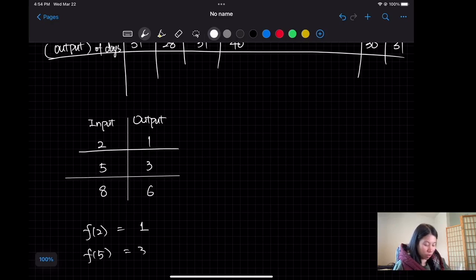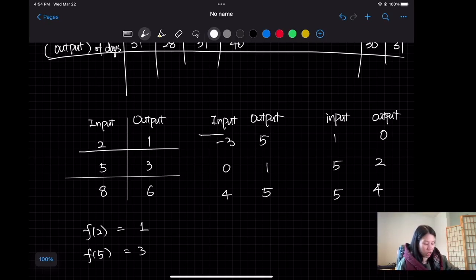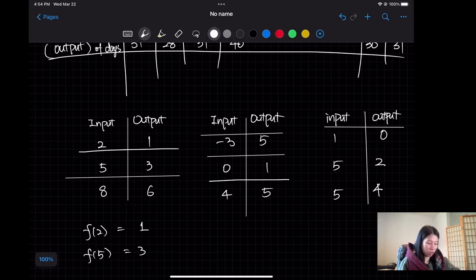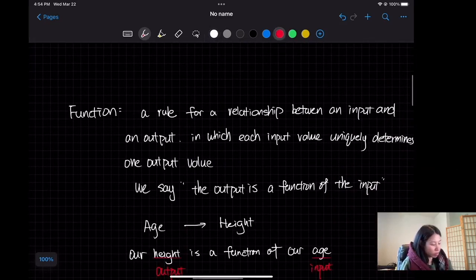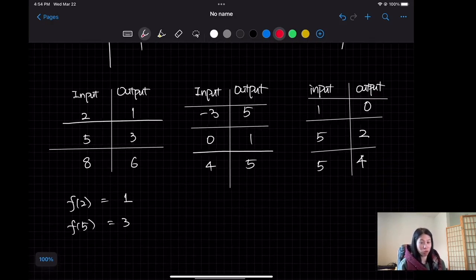F of 5 equals 3. Another one would be here. Okay, so now let's look at all these three tables. Remember our definition of function: each input uniquely determines one output. The key word is uniquely. Earlier we did that here. So now tell me, in these three tables, which one is a function, and which ones are not functions?